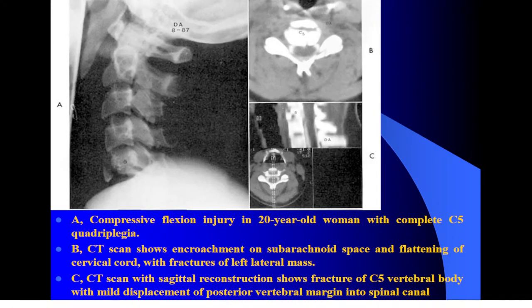Another example of a compressive flexion injury in a 20-year-old woman with complete C5 quadriplegia. The level of the fracture, as you can see here, is in the cervical part. Injuries of the cervical part are always very, very dangerous, because if you have compression of the spinal cord at that level, it can lead to quadriplegia. Quadriplegia is total paralysis of the legs and hands, as you know.